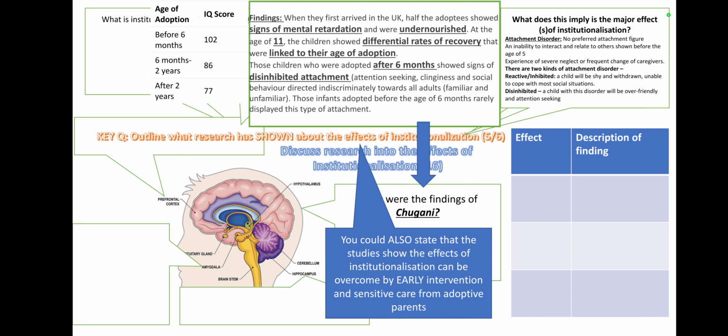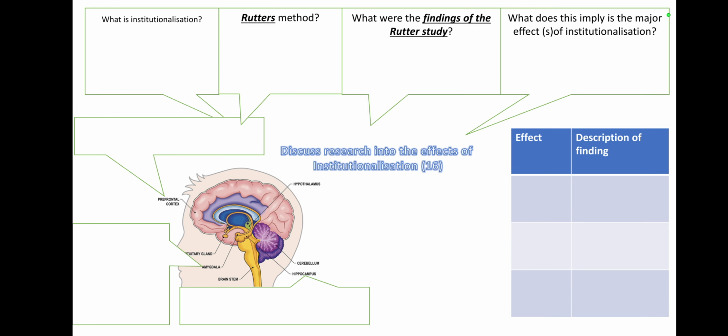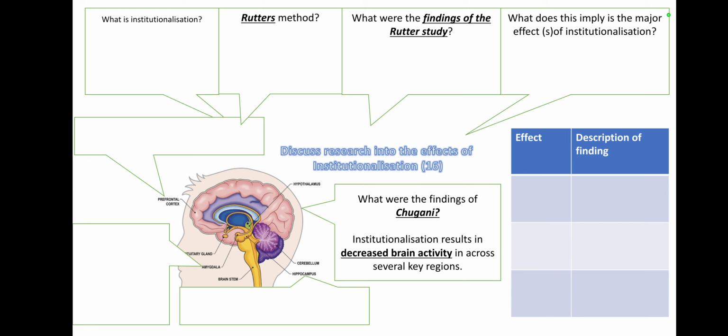So that's how we would go about answering that key question purely with the Rutter study. But we do now need to consider that there is a secondary piece of research by Chigani, which was a series of PET scans that were completed on 10 orphans to basically compare and contrast a control brain to that of a child who's been reared in the institutional process.